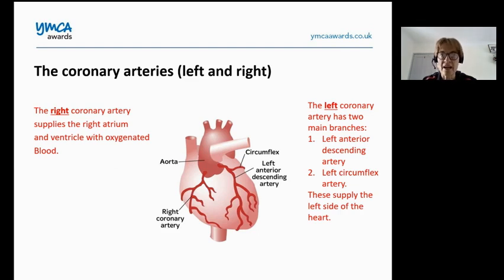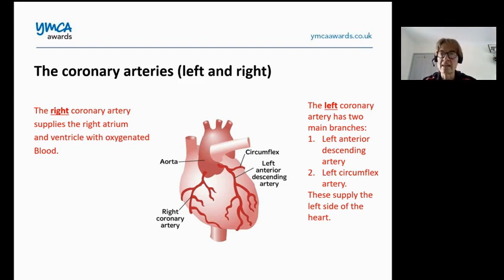So let's have a little look at our coronary arteries. On our right-hand side, the coronary artery, to remember, is very simply called the right coronary artery, and this supplies the right atrium and ventricle with oxygenated blood. So that's just the right coronary artery.